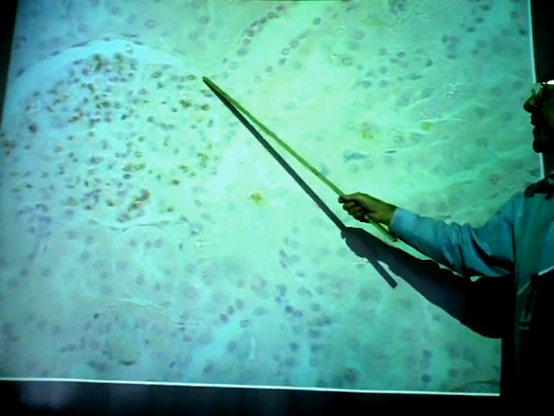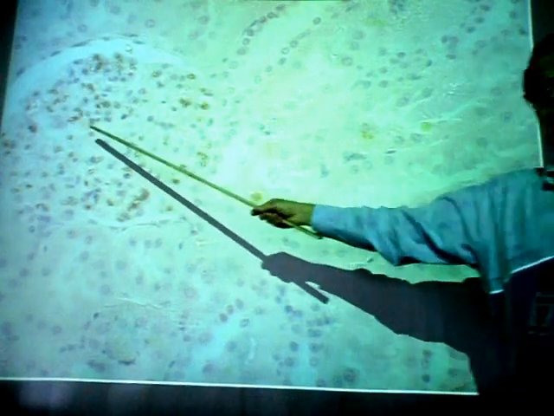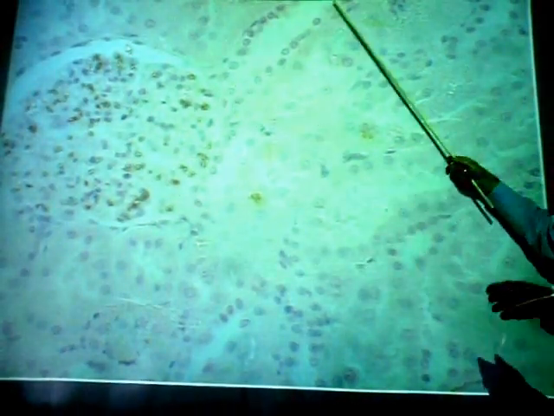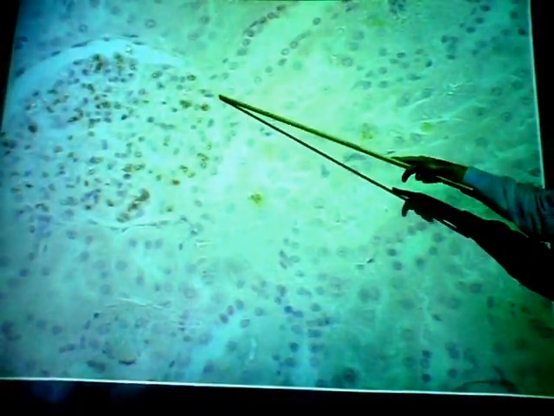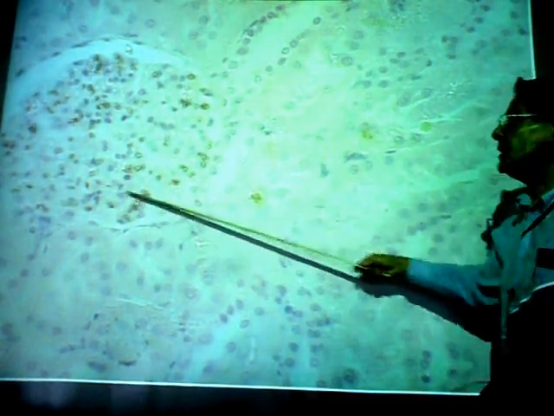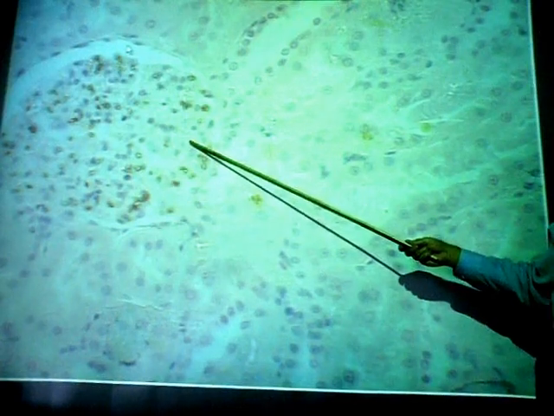Yeah, because it's coming right out of the Bowman's capsule. They're connected to the Bowman's capsule. So in this case, we have a longitudinal section that's attached here to the Bowman's capsule. You know it's a proximal convoluted tubule. So I could ask that. All these sections here, I won't. But you just need to know what they are. And again, this would be the glomerulus.